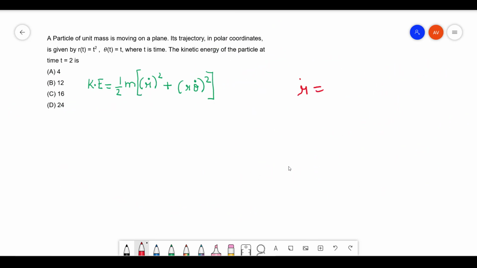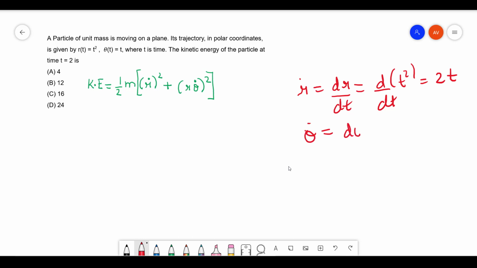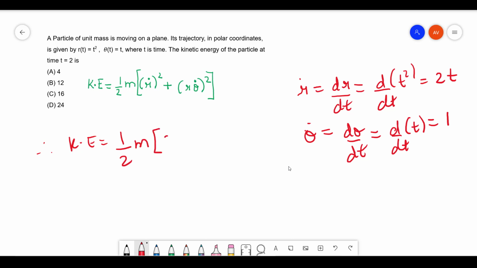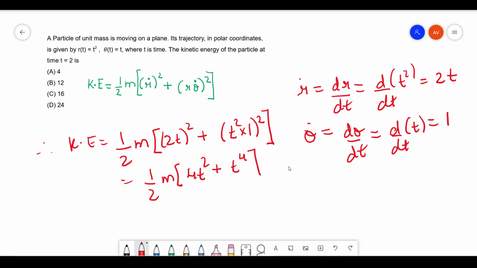Now let's find what r dot is. r dot is dr by dt basically. So d by dt of t square, you will get 2t. What is theta dot? Again d theta by dt. d by dt of theta, which is t, you are going to get 1. Therefore you can finally write the kinetic energy as half m into (2t) square plus r, which is t square, into theta dot. Finally you can write it as half m into 4t square plus t raised to 4. Now you are supposed to find its kinetic energy at t equals 2.